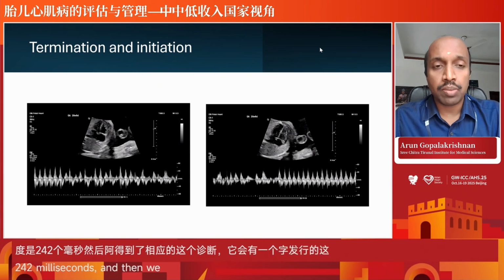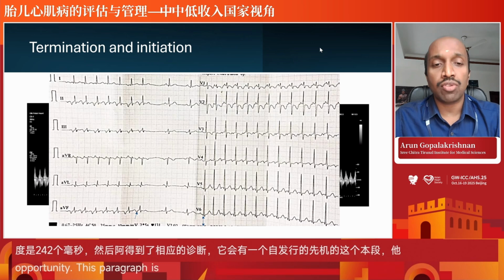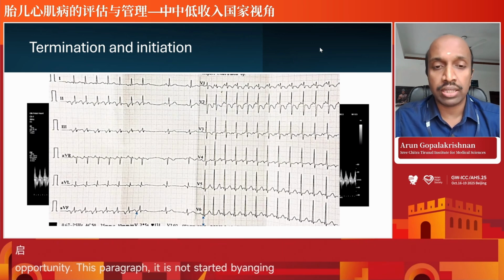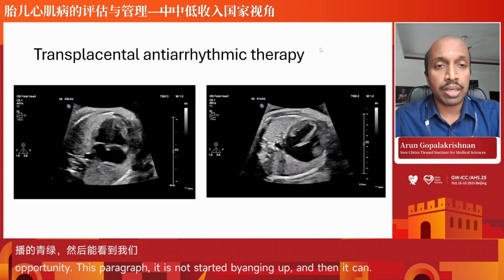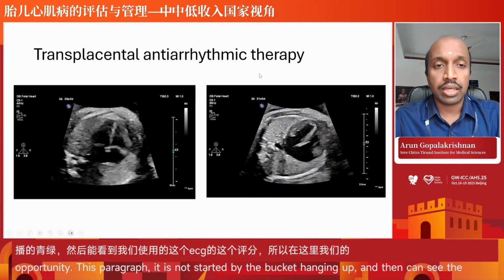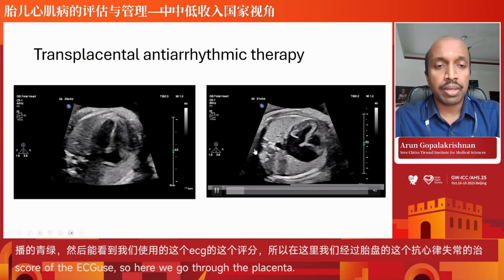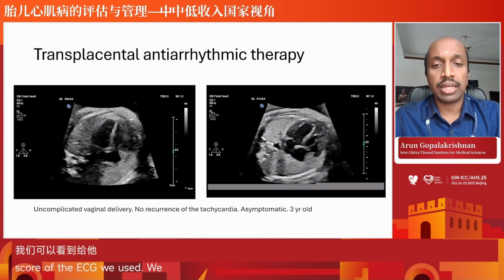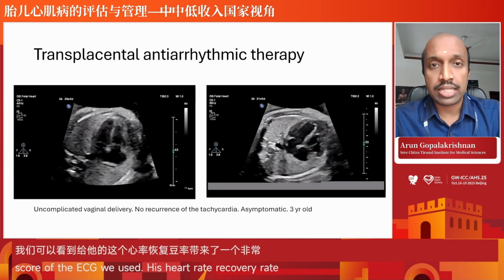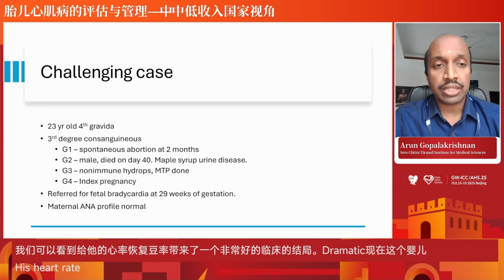It is possible to diagnose PJRT in fetal life, like we do in postnatal life, using the characteristics shown in the ECG here. So this baby was treated with transplacental antiarrhythmic therapy, and the tachycardia was terminated, and the baby had a good outcome, uncomplicated delivery, and the child is now 3 years old and asymptomatic. So some of these cardiomyopathies can be treated very well.